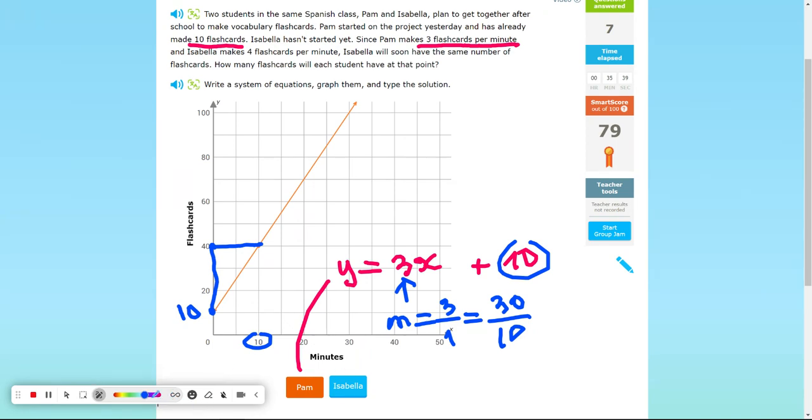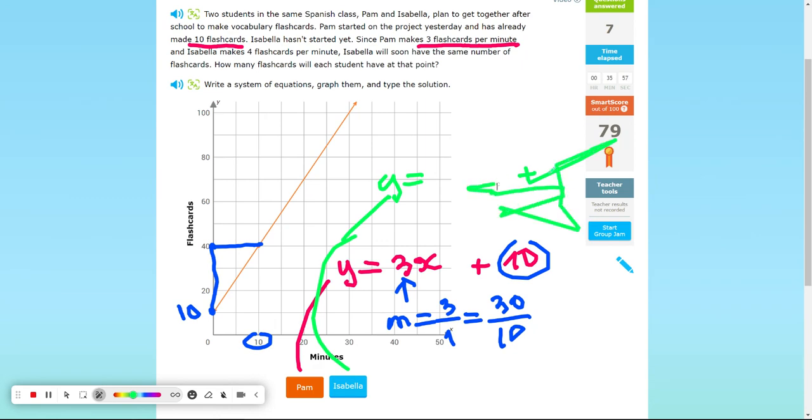So let's do Isabel. All right. So here we go. The equation for Isabel. Take a look, Isabel hasn't started yet. So in the back should be 0. All right.